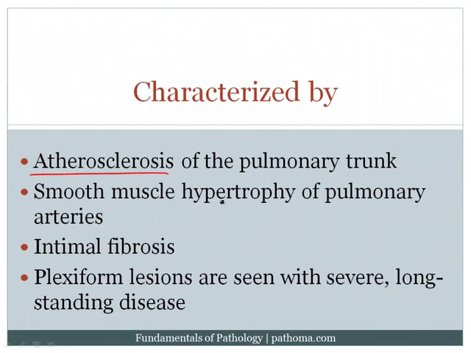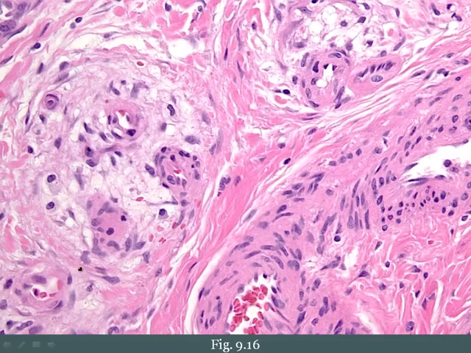In addition, you get smooth muscle hypertrophy of the pulmonary arteries with some intimal fibrosis. These are also classic findings, and perhaps the most important on this slide are plexiform lesions. This is what occurs when you have severe long-standing disease, and a plexiform lesion refers to a tuft or a group of capillaries that are placed together that arise as a complication of long-standing pulmonary hypertension. And I've circled a tuft of capillaries here on your slide.